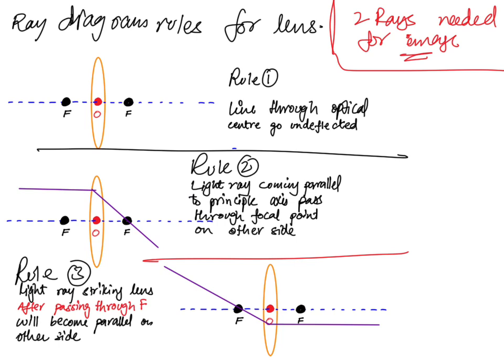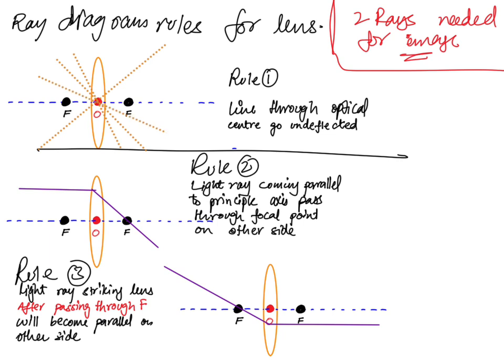The first rule is missed over here. I'll just make it again. Okay, look here. This is the light ray coming and striking at the optical center, and it will go undeviated. Right? A light ray striking at the center will go undeviated.